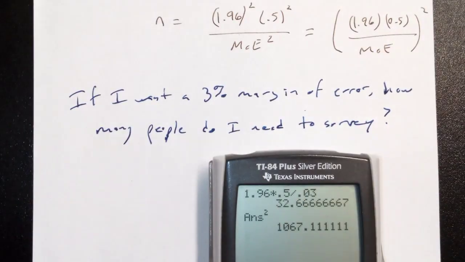Three percent is 0.03. So you calculate on the inside, 1.96 times 0.5 divided by 0.03. Square that answer. At least 1,067 people.